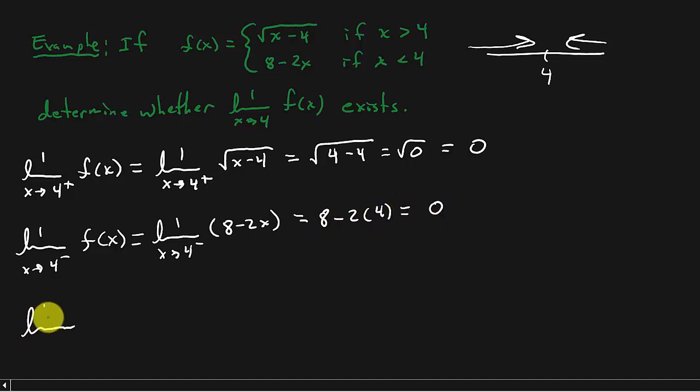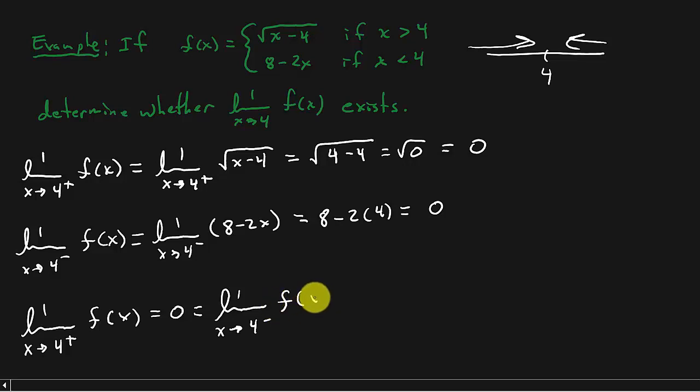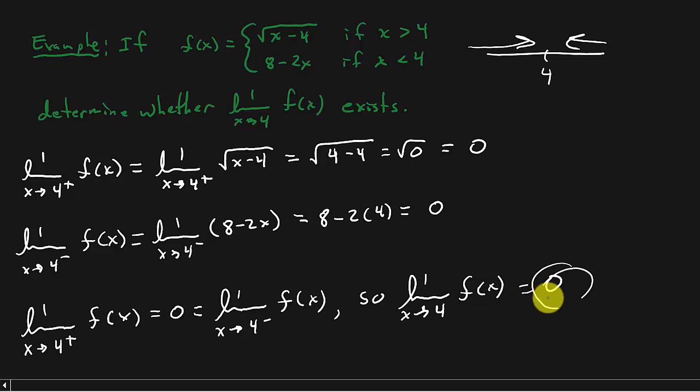So we've got the limit as x goes to 4 from the right of f of x is equal to 0, which is equal to the limit as x goes to 4 from the left of f of x. So the limit as x goes to 4 of f of x is equal to 0. So this does exist. It's 0. All right, so hopefully all this is making sense. It's really not that difficult.